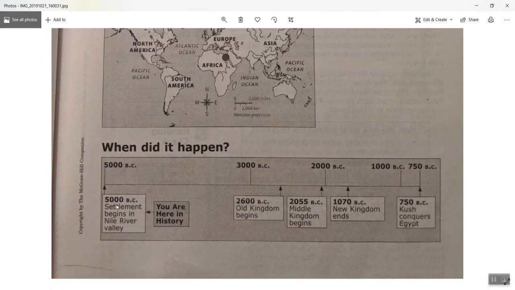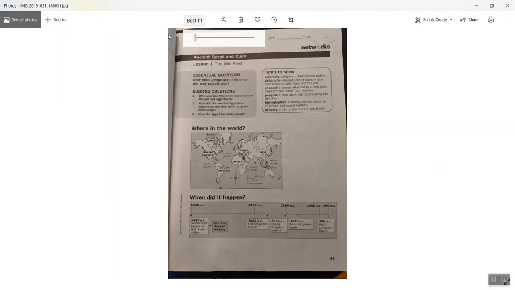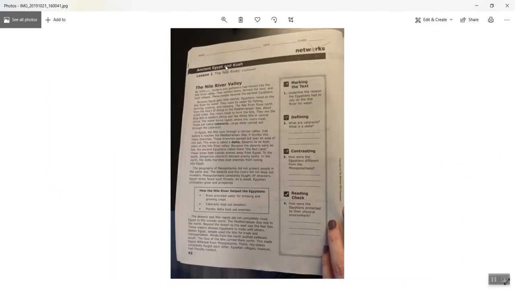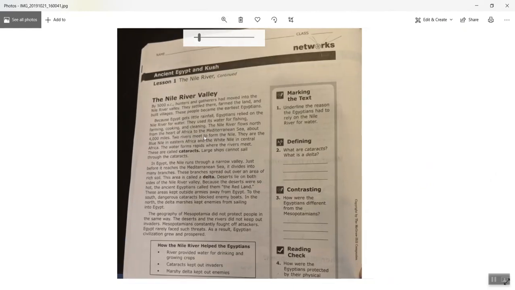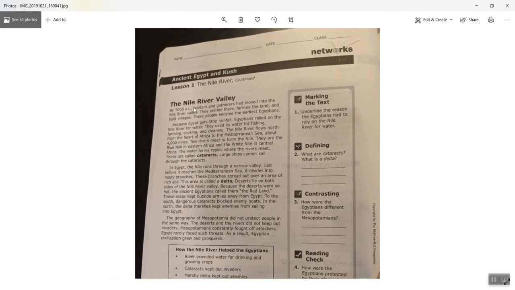Now remember, BC is moving backwards in time. So you've got 5000, then 2600, and then 1070. So it's going backwards. And then once you get to 0 is where we start going upwards. Okay? Alright, so let's go to the next page. I'm on page 42. Alright, ready? The Nile River Valley.